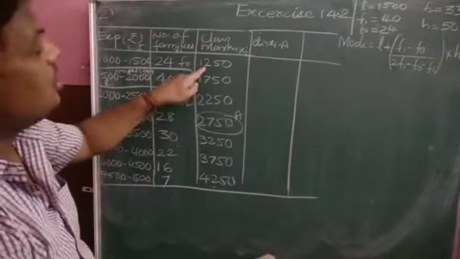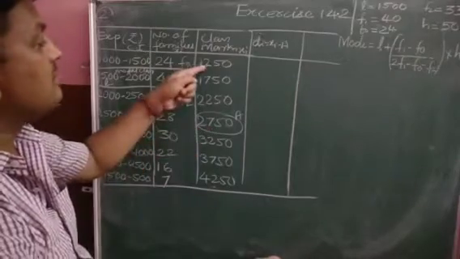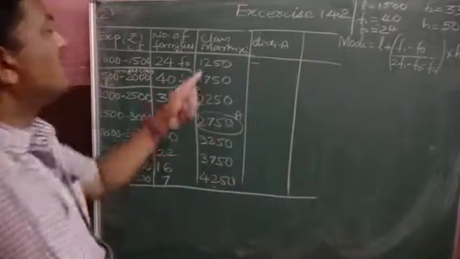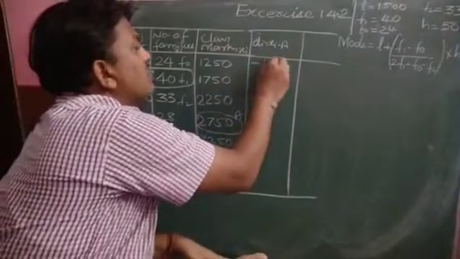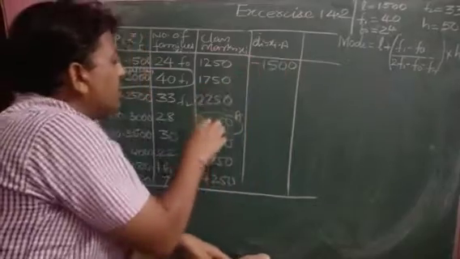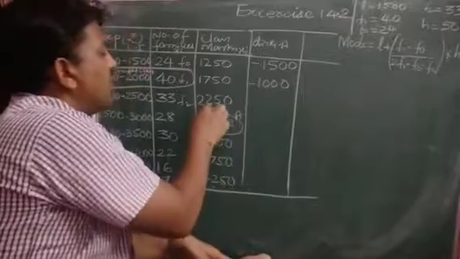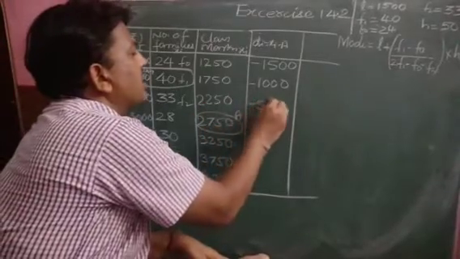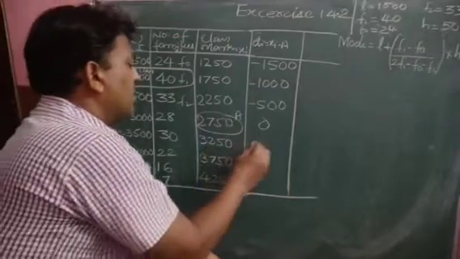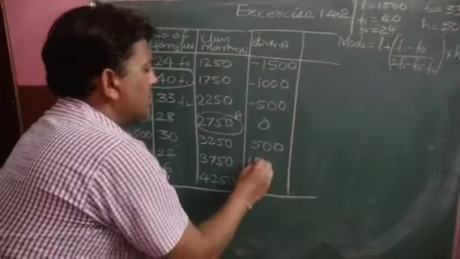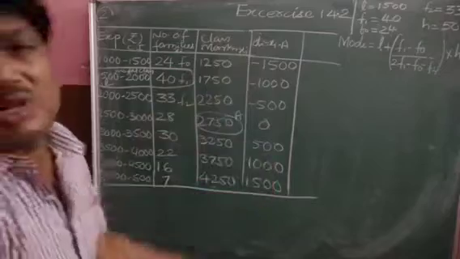What is this XI? 1250. 1250 minus A, that is 2750. Small to big, so minus 1250 to 2750. You can check it, children. Clearly minus 1500. 1750 to 2750, clearly minus 1000. 2250 minus 2750, clearly minus 500. Same number minus same number. Here 500. Here 1000. Here 1500. Still the numbers are not big.